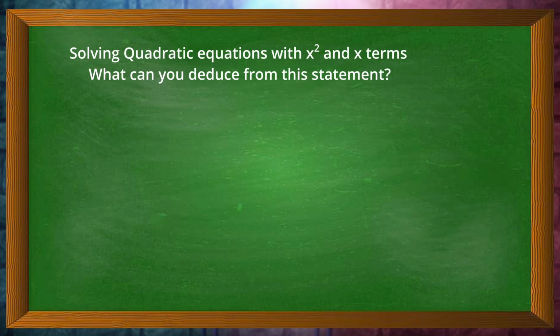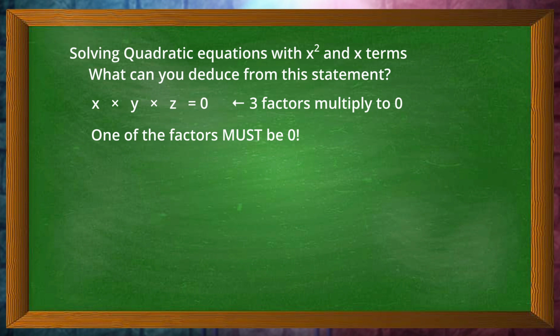In exactly the same way, if we have x times y times z equal to 0, because the answer is 0, it means that one of the three factors must be 0. So x = 0, or y = 0, or z = 0.